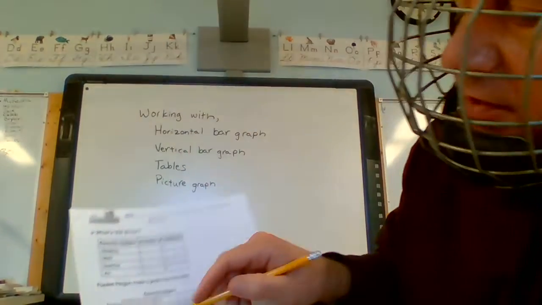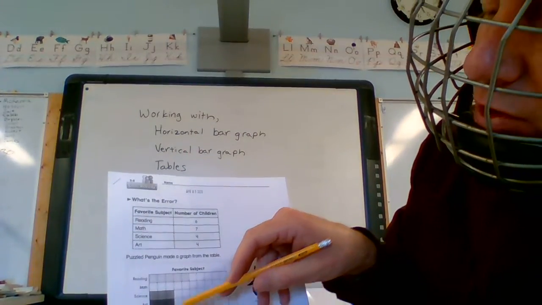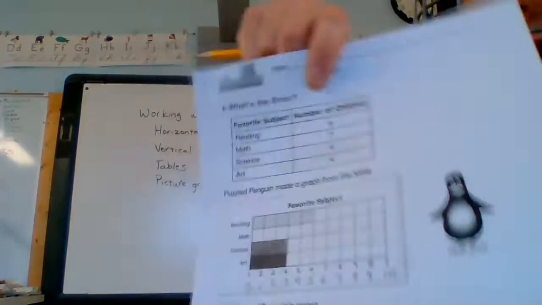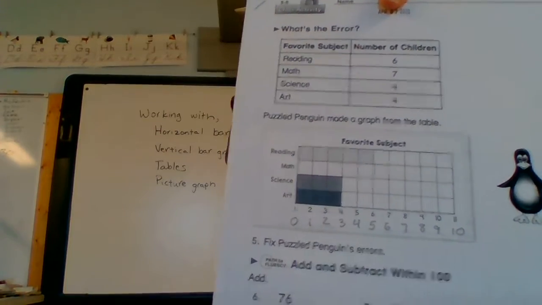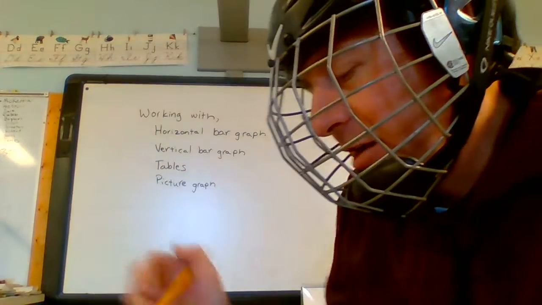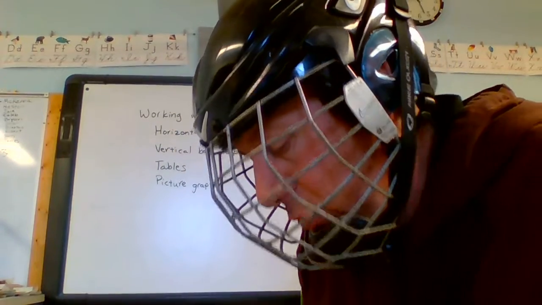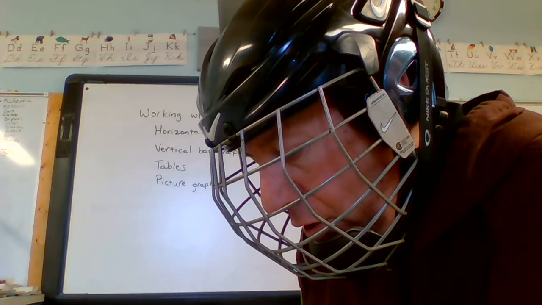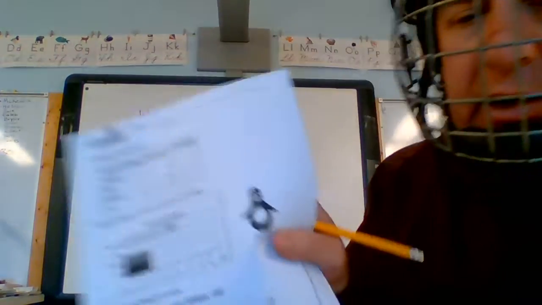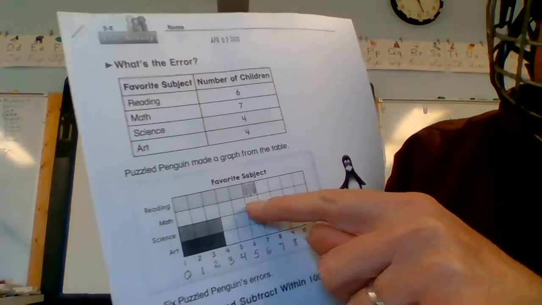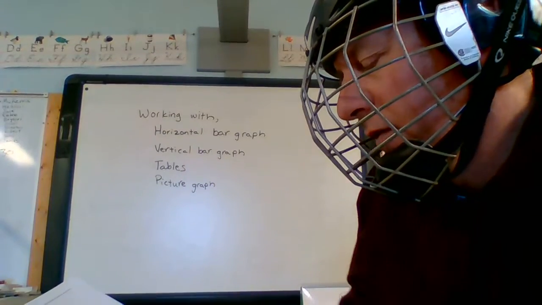If we change our graph, and this is 0, 1, 2, 3, 4, 5, 6, 7, 8, 9, 10, what do we have to do? This is a horizontal bar graph. If we change those numbers, we've got to make this graph bigger. Reading is now 6, over here. You see I colored that in right here? We need to make reading 1 more. We need to go over 1 more.